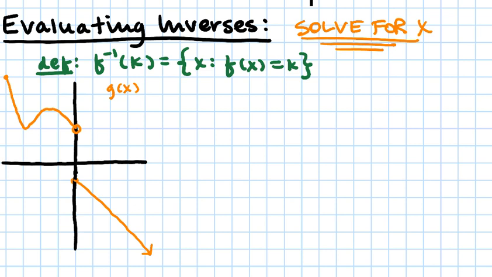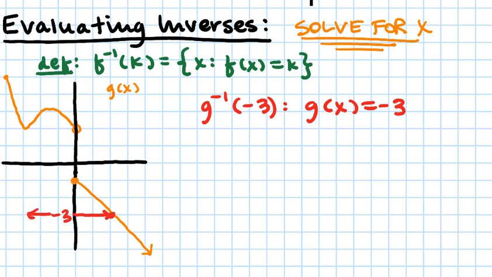And I might ask you a question like, what is g inverse of -3? Well, g inverse of -3 is the solutions to the equation g of x equals -3. So you go down here to x equals -3, and you scan out to the left and to the right until you find the graph. Okay, I found it. And then you trace back to the x that got us there, and that's going to be x equals 2. So that's how we evaluate an inverse for, say, a graph.